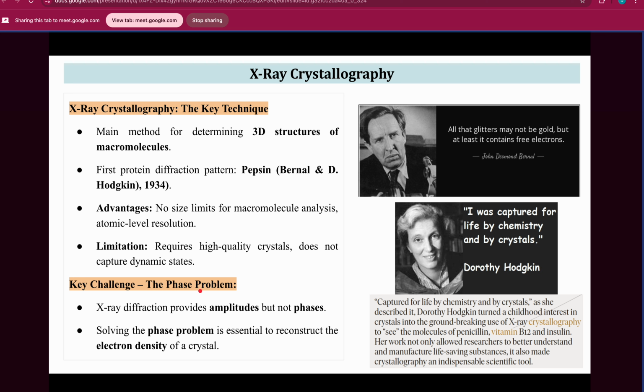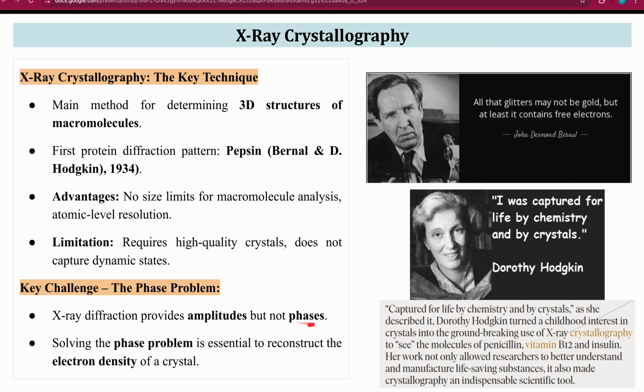Then there is also another challenge in X-ray crystallography, which is the phase problem. X-ray diffraction patterns give you information about the amplitudes, or you can say the intensity of diffraction, but not the phases of diffraction. Solving the phase problem is essential to reconstruct the electron density of a crystal. So you need to solve this problem so that you can get the electron density map of a molecule, and ultimately you can know the structure of that particular macromolecule. In the coming weeks, we will look into the details of the phase problem, how it arises and how it is tackled.